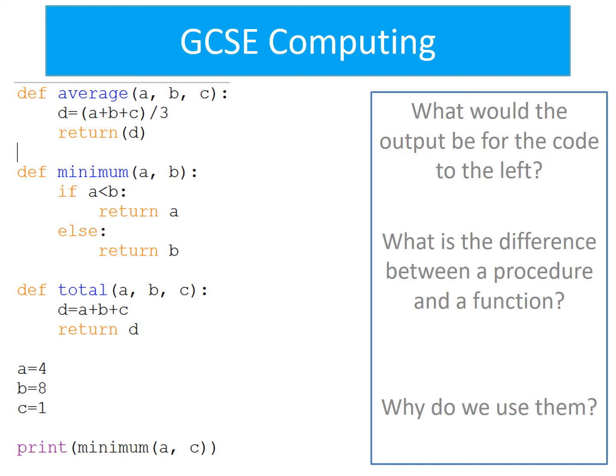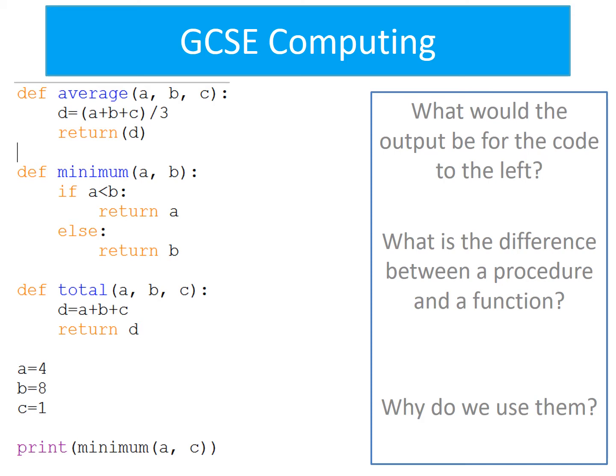Now notice how the function minimum has 2 return values, an a and a b. We couldn't print that value in the last line if we didn't have a return value. That's because otherwise it would be blank. So we can't print a procedure.